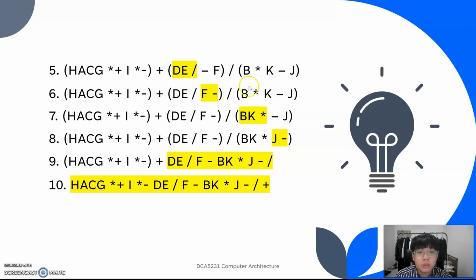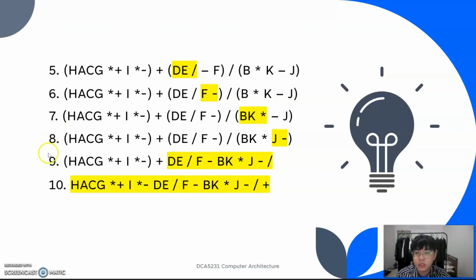Now we go to part 3, B multiple K minus J. In this case, we need to do the multiple first, so the answer is BK multiple minus J. We have done the multiple. Now we go to the minus J, so the next line will be BK multiple J minus.